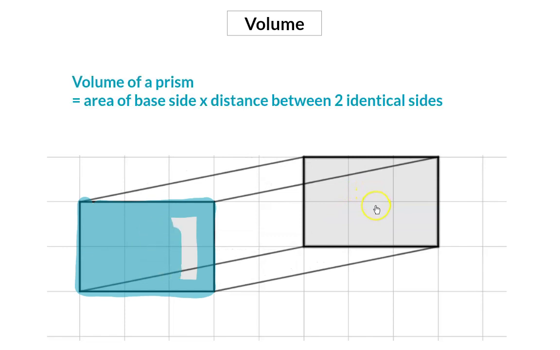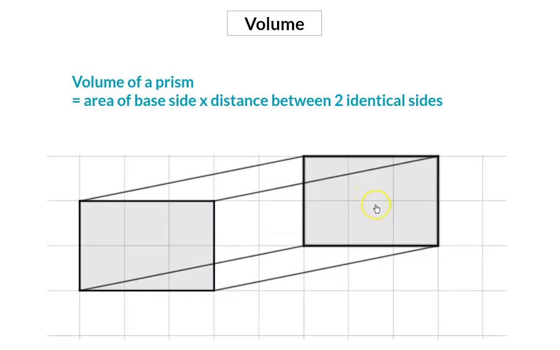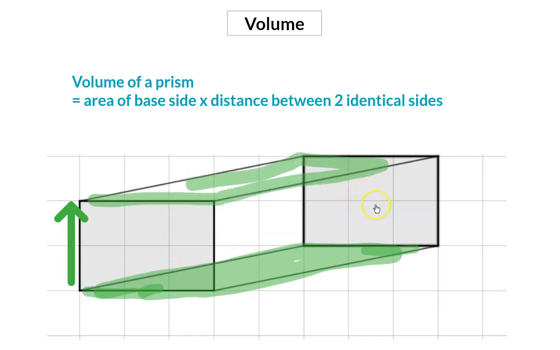figure and then multiplying that with the distance that you expanded it with, or the distance between the two identical parallel sides. In the case of a rectangular prism, you can choose any side as the original base and then multiply that by the distance to the other identical side. Let's go and have a look at some examples.